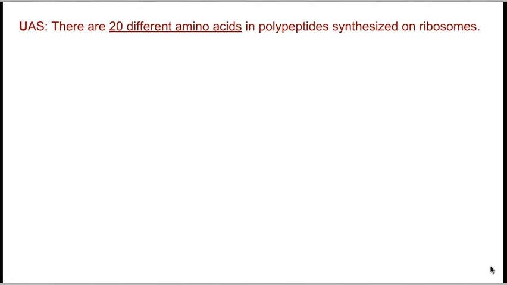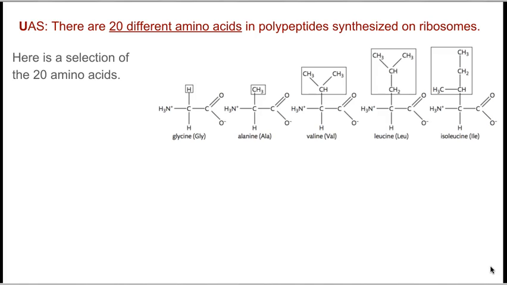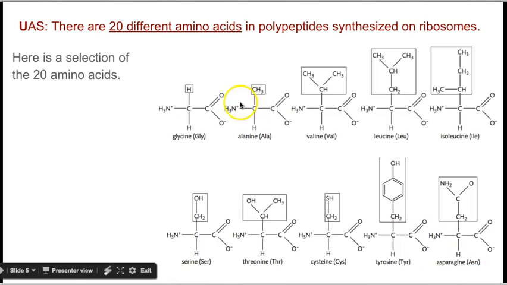Okay, there are 20 different amino acids in polypeptides synthesized on ribosomes. Now, you might remember this from a previous course, ribosomes and protein synthesis. Here is a selection of 10 of the 20 amino acids. So again, we can see the generalized structure, always the same, and this R group in the box is the place where these amino acids differ.